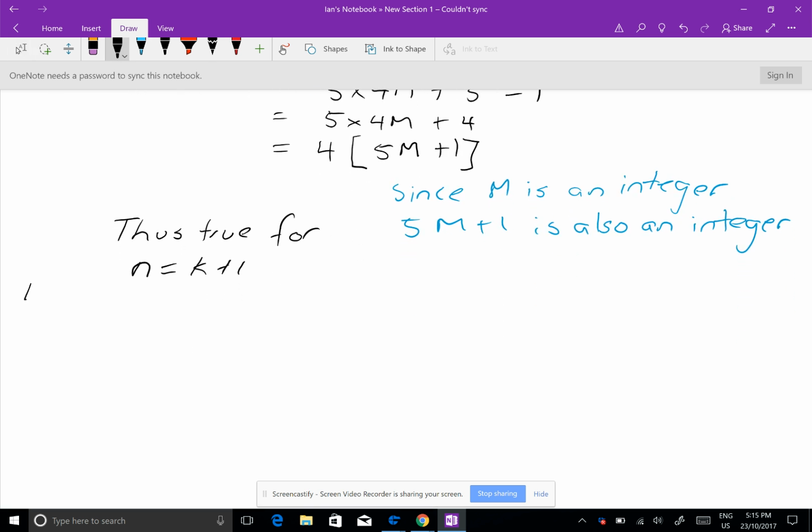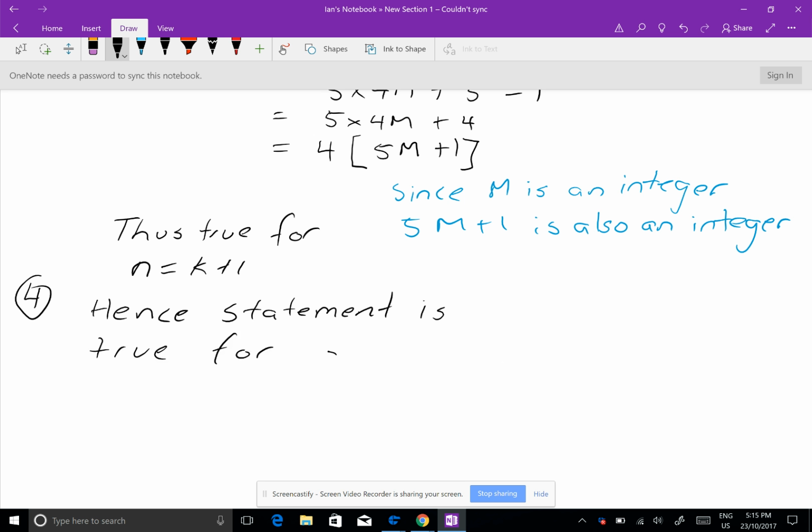And our fourth step, hence the statement is true for all integers n greater than or equal to 1 by induction.